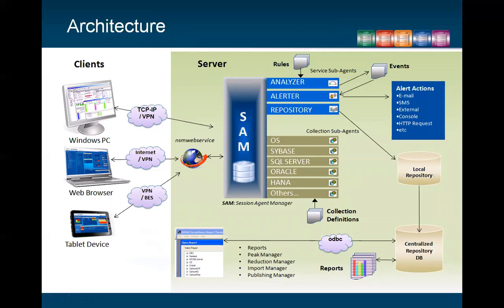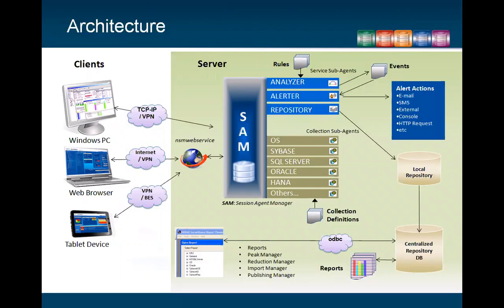We also have collector agents that actually get the metric data. We have an OS agent, we have ASE, SQL Server, Oracle, HANA, and those all have collection definitions that come out of the box, and you can extend those with your own collection definitions, what we call our user-defined collections, or UDCs, and they become first-class types of collections inside the product. You can alert off of them, you can repository them, you can do a lot of different things with them, just like you can for the factory collections.